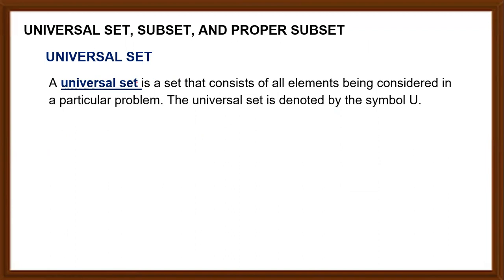So pag sinabi natin universal set, it is a set that consists of all elements being considered in a particular problem. The universal set is denoted by the symbol U, yung capital letter U natin. Ibig sabihin lamang yan, pag sinabing universal, yun yung pangkalahatan, the totality of the given set, or that is the elements in a set.